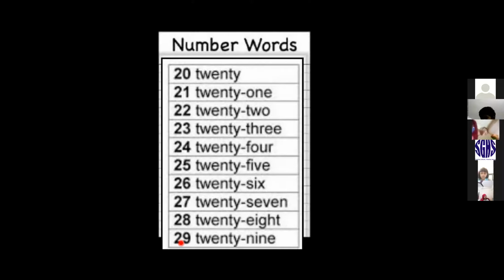Okay. Huria, tell me the spelling of twenty, beta. Huria, unmute yourself. T-W-E-N-T-Y, twenty. What do we say? Twenty. Very good. Now, Abbas, tell me the spelling of twenty, beta. T-W-E-N-T-Y, twenty. It's okay, fine. Very good.